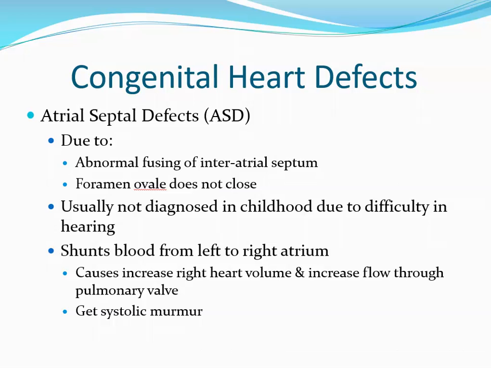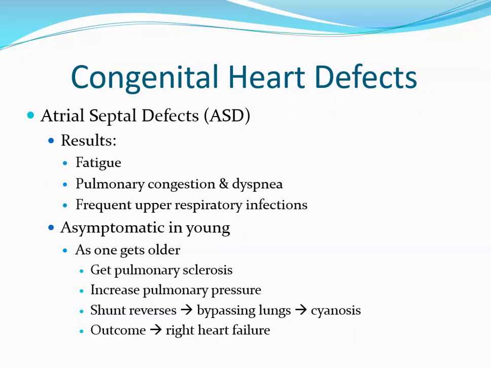Atrial septal defects result in blood being shunted from the left atria to the right. This causes an increase in right heart volume and increased flow through the pulmonary valve, causing a systolic murmur. As a result, you'll see fatigue, pulmonary congestion, dyspnea, and frequent upper respiratory tract infections. These are often asymptomatic in the young, but as one gets older, you can see pulmonary sclerosis due to the excess circulation through the lungs.